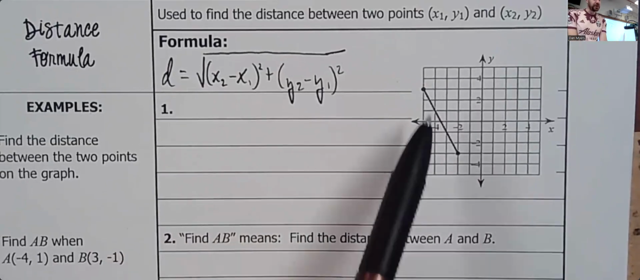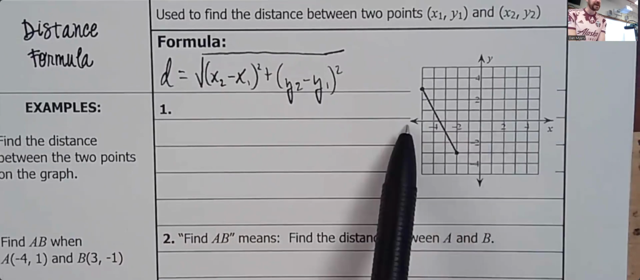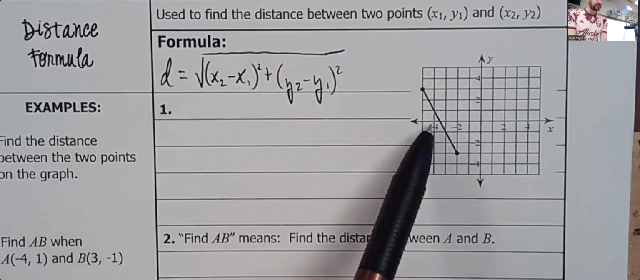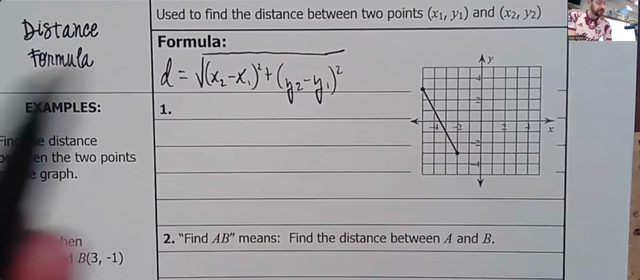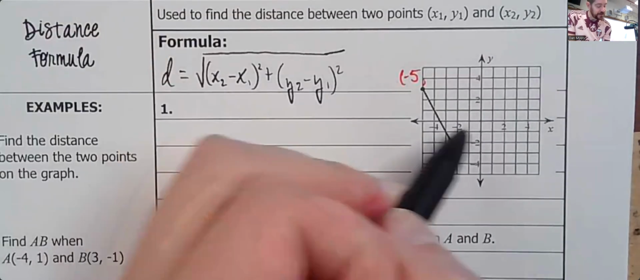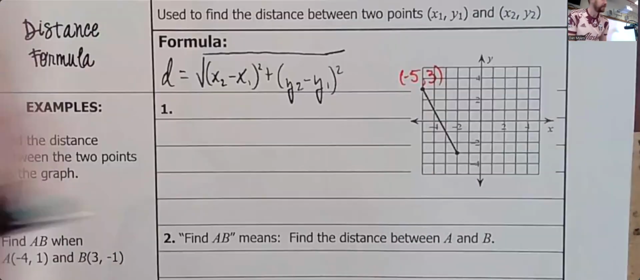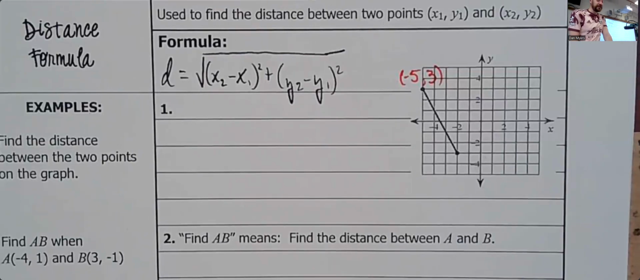So remember, when you're finding points on a graph, start from the middle and then use your X coordinates first. And if you're going left, that would be negative. We can see -4 is here. We're going all the way over to -5. So that would be -5. And then if we go up to this point here, we're going up 3. So that would be left 5, up 3, which is -5, 3.